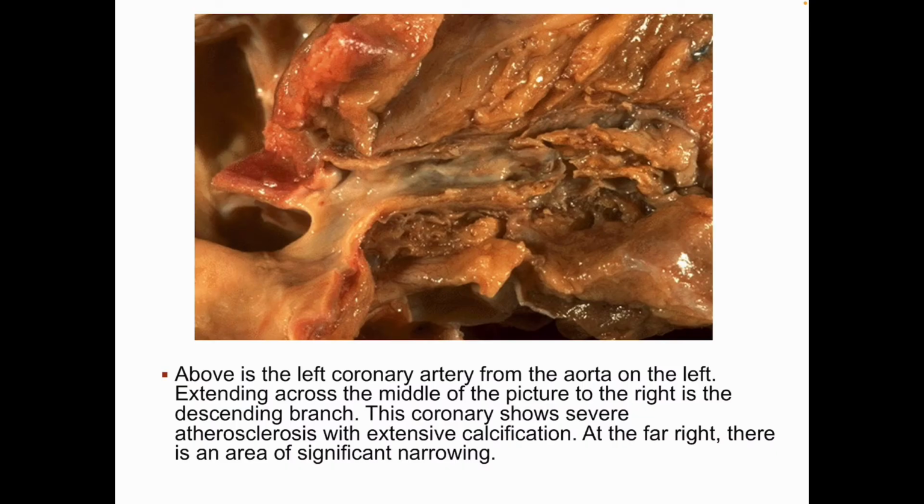This is the left coronary artery branching off the aorta. You can see that here. And you can see that this part of the coronary artery has severe atherosclerosis, so you can see the yellowness of the plaque along it there. And you can also see this area of really significant narrowing here. And that has really reduced the blood flow, and that would be causing complications for the heart for that patient.